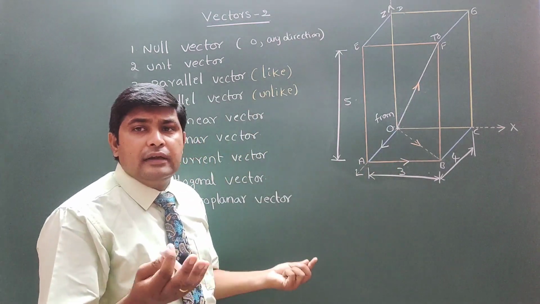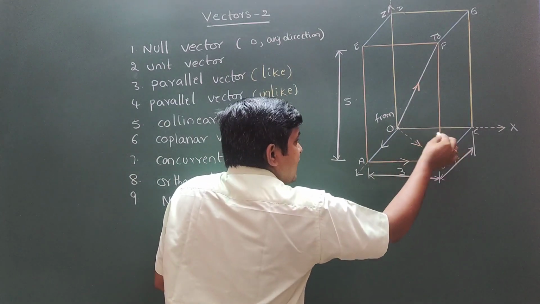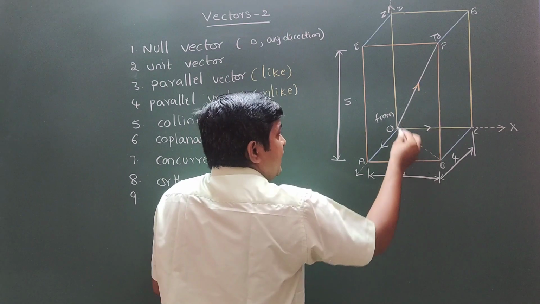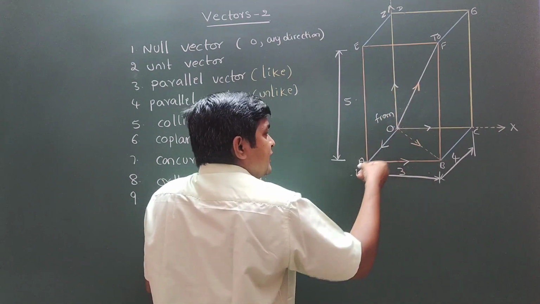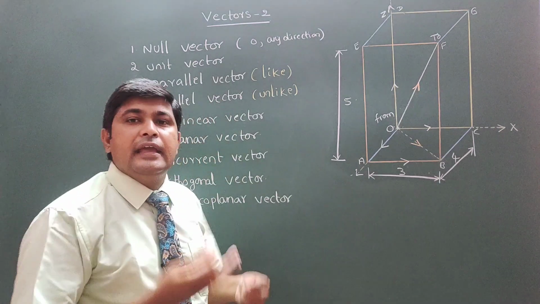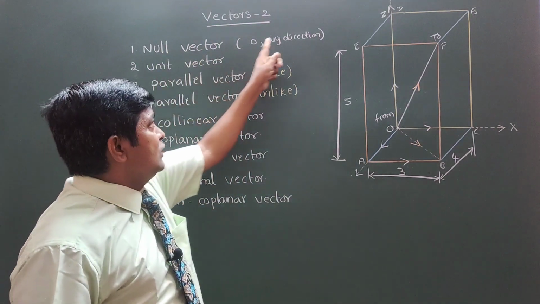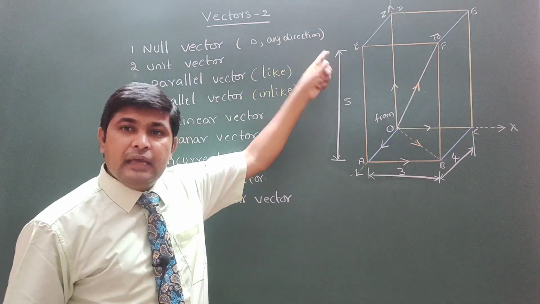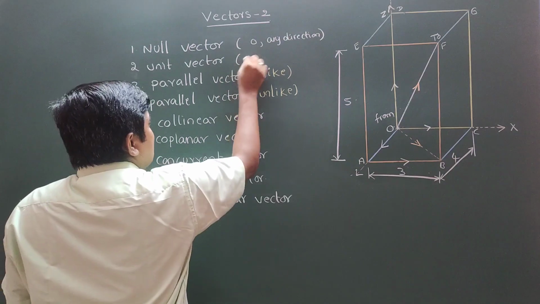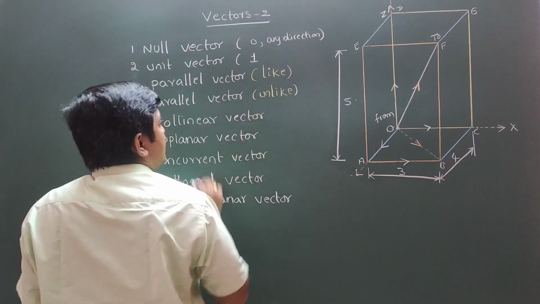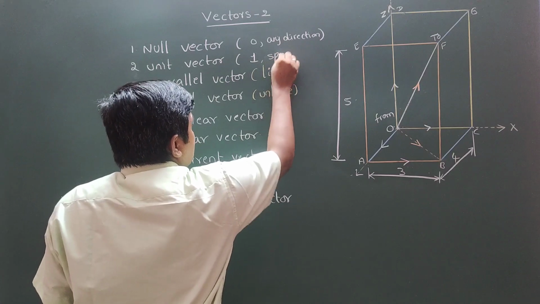and in which direction can it move from there? In whichever it wants. From the starting point it can move in the x direction, if it wants it can move in the z direction, it can move in the y direction. In any direction it can move. That's why the null vector has 0 magnitude and it can move in any direction from there. Now let us go to the unit vector. Unit vector magnitude is 1 and its direction is specified.